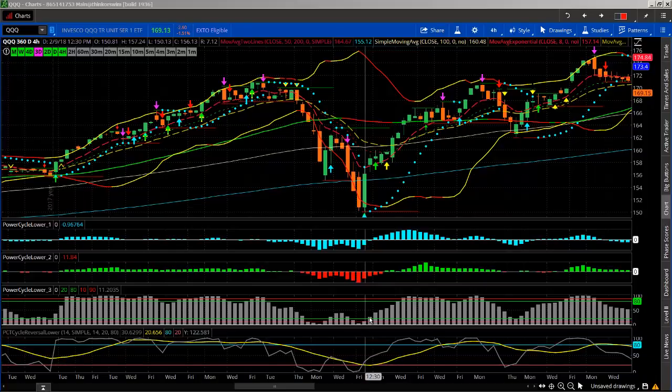Now step two is I want to see my overbought, oversold indicator here. This is called cycle 3. It goes back above that 80 percentile. So there it is above that. So you can check that off.